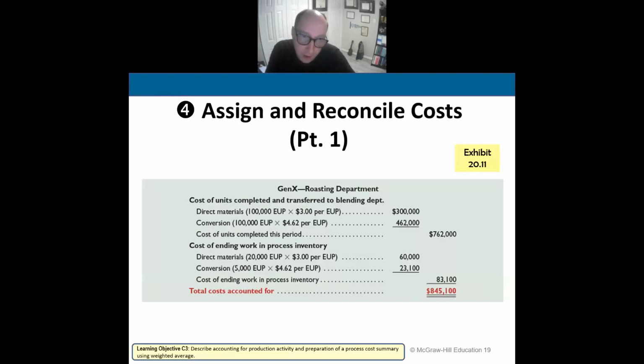Then we assign and reconcile cost. This is done by applying the direct materials and the direct labor, factory overhead, etc. to the cost. So costs for completed and transferred out for each department, I got direct materials, conversion costs, giving me the total cost of units completed during the period for each department. And then, of course, I add in the ending work in process inventory, direct materials, conversion costs to get the total cost accounted for.